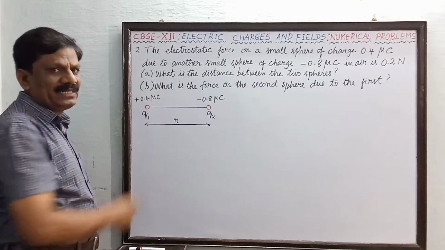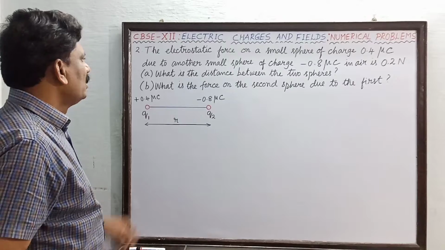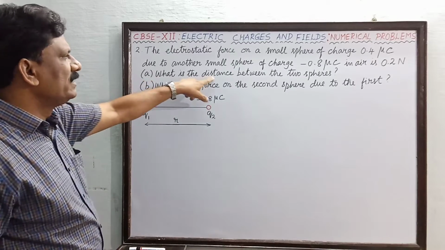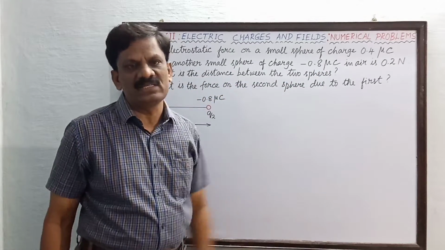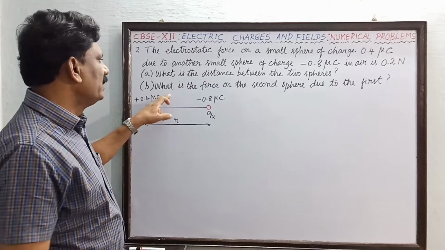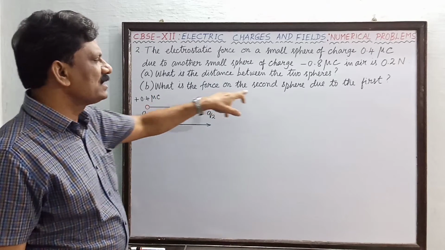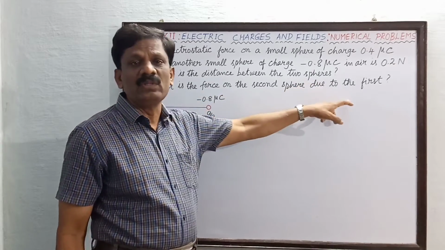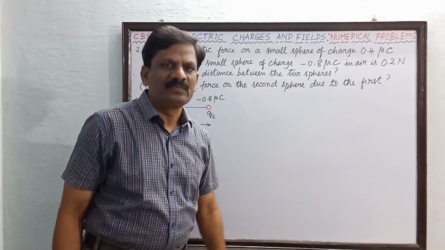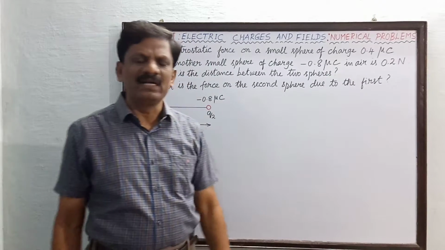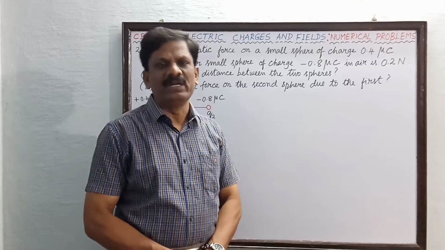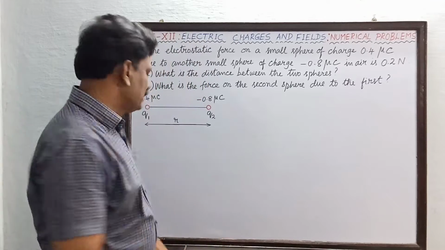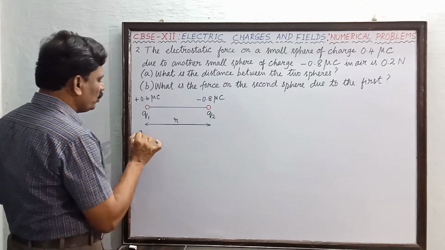So what is to be determined? There are two subdivisions. The first one is, what is the distance between the two spheres? Second subdivision is, what is the force on the second sphere due to the first sphere? So again, very simple and direct substitution type of problem only. What is given here is the two charges Q1 and Q2.